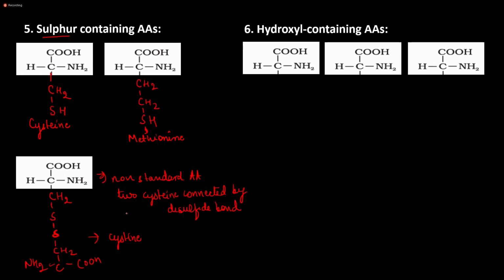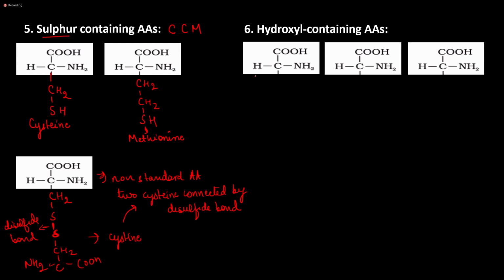So this cystine is what? It is 2 cysteine connected by a disulfide bond, and this is the disulfide bond. Okay, so these are sulfur containing amino acids. Now next what we will see is hydroxyl containing amino acids. So for sulfur containing, you can remember it like CCM, right? Cysteine, cystine, and methionine. Now again, like sulfur containing amino acids, we have 3 hydroxyl containing amino acids.